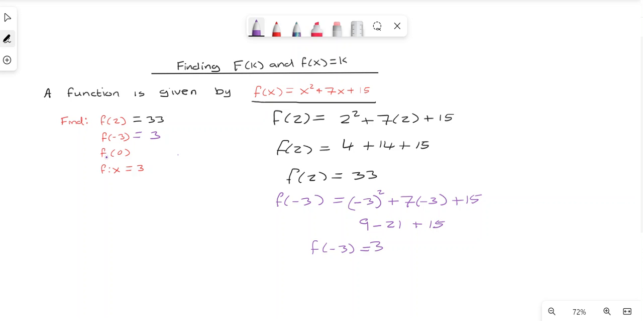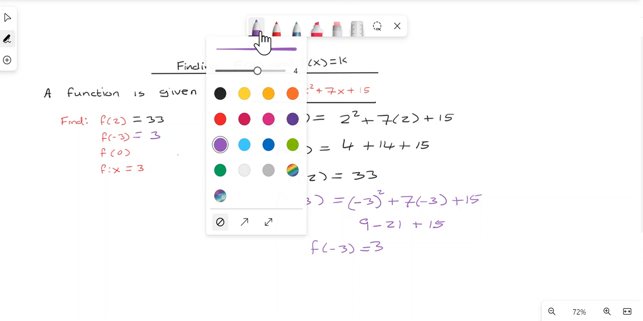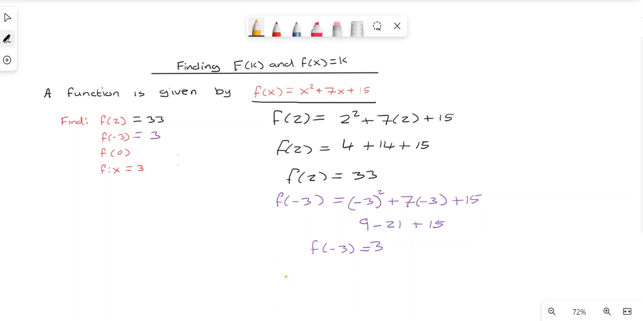And then if we do this one, function 0, let's try a different color. Let's go with orange. So function 0, again we just put the value in. So function 0 is going to be equal to 0 squared plus 7 times 0 plus 15. So 0 squared is just 0, 7 times 0 is 0, and that's going to be equal to plus 15. So function 0 is equal to 15.